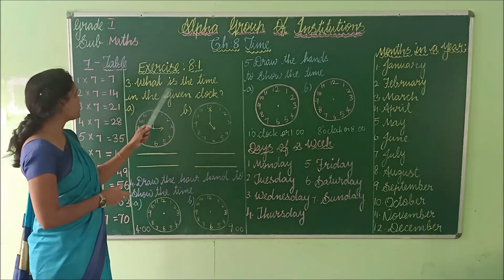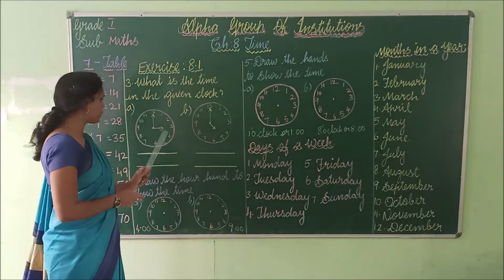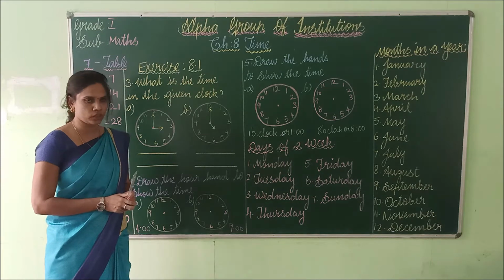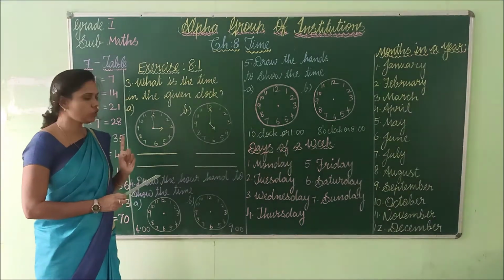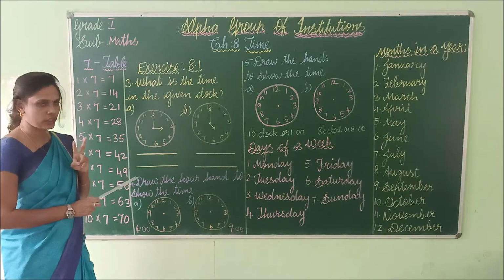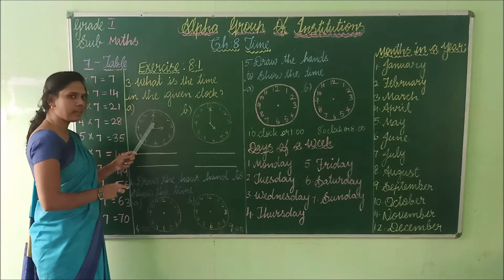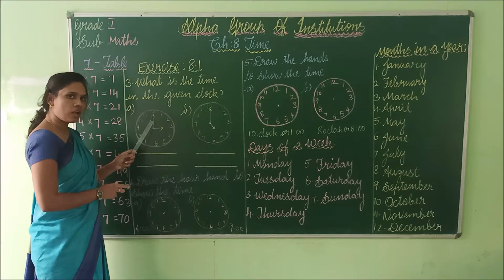Okay. What is the time in the given clock? Okay. Here they have given the clock. We have to find out the time. Okay. So we have to find out in 2 ways. Okay. I will tell you how to write it 2 ways. Okay. See, this is the small hand and this is the long hand.